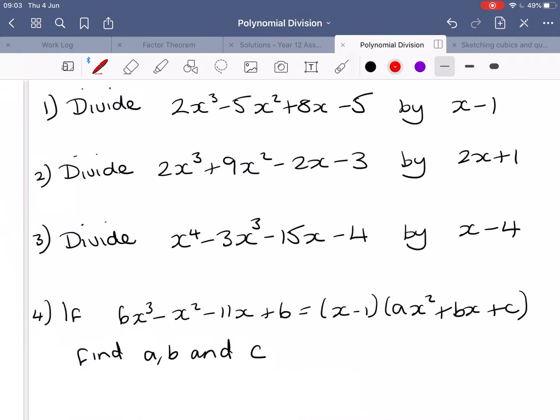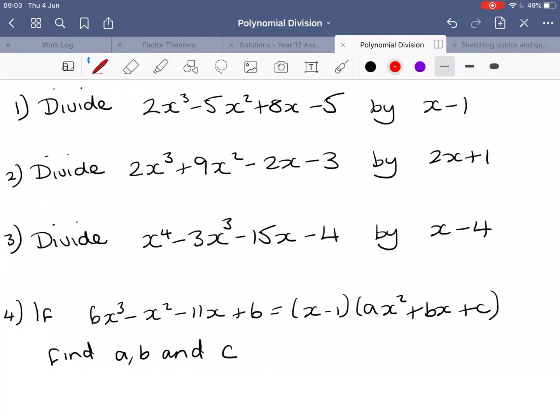Okay? Right, here's a few for you to have a go at. Press pause, do them, press play to see the answers.